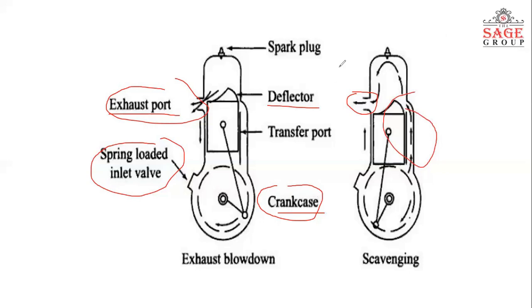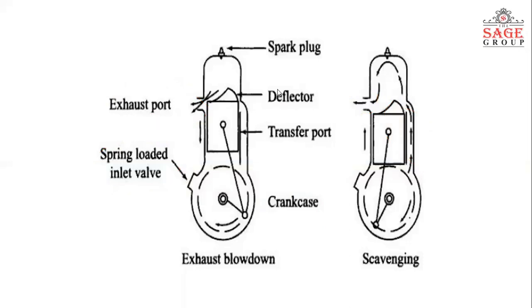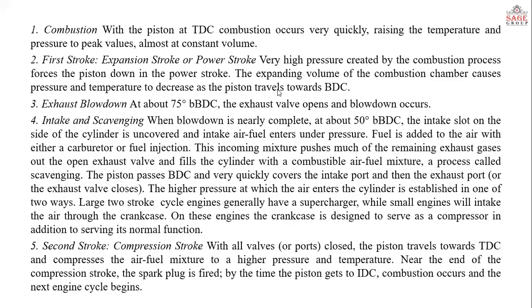So let's see in detail how these strokes take place. The first stroke here will be combustion. When the piston is at TDC, the combustion occurs very quickly, which raises the temperature and pressure to the peak values almost at constant volume. The next stroke is expansion or power. The very high pressure created by the combustion forces the piston to move downwards during the power stroke.